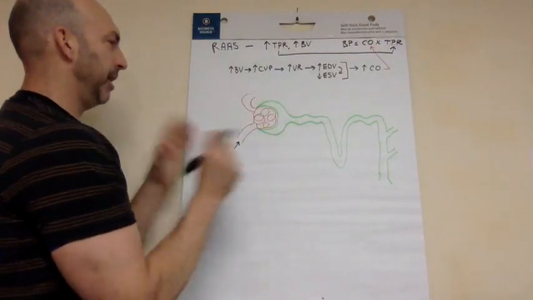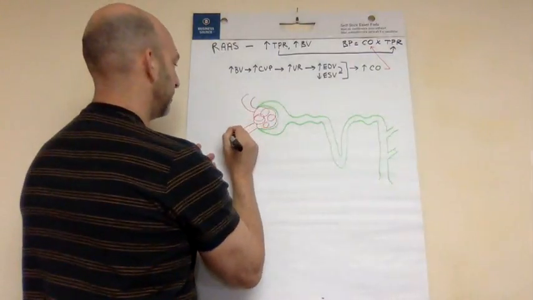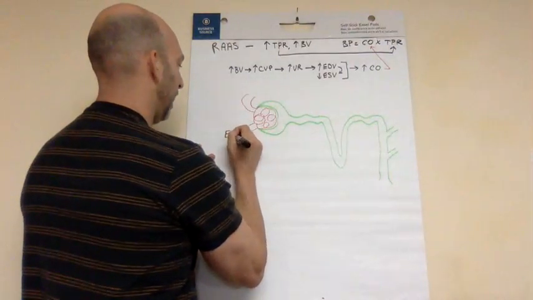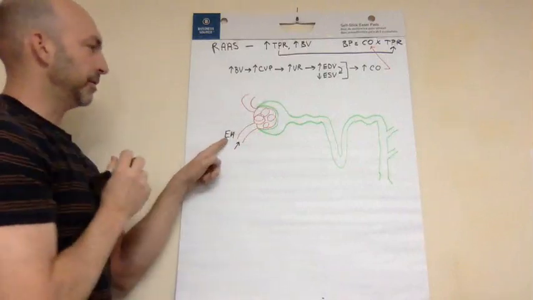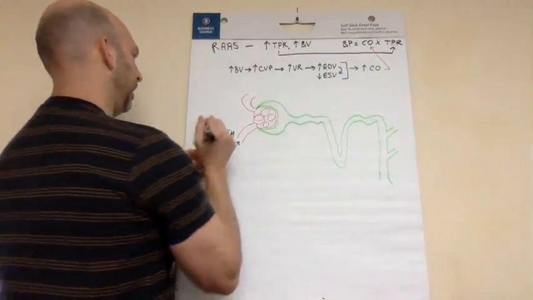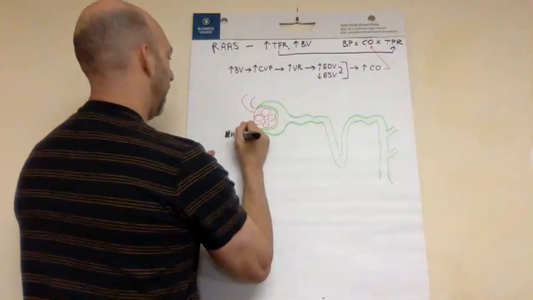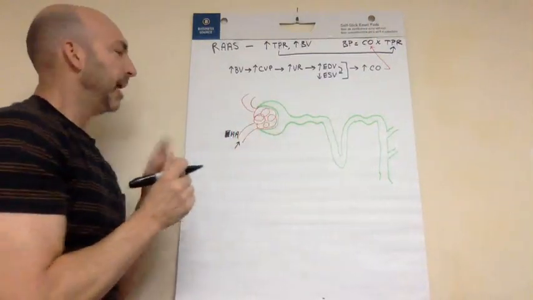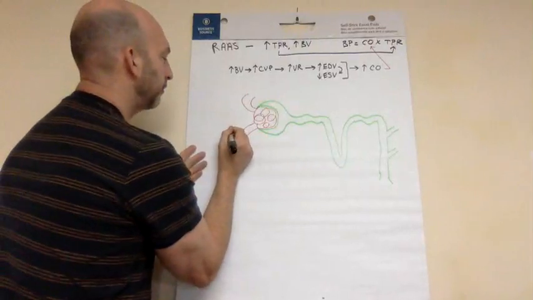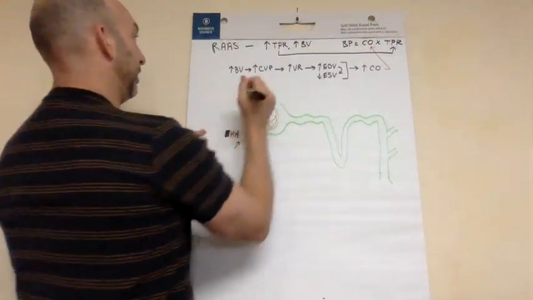I'm sorry, these are small, but I have a lot to squeeze in here. Afferent arteriole, A for arrive, and this makes this the efferent arteriole, E for exit.